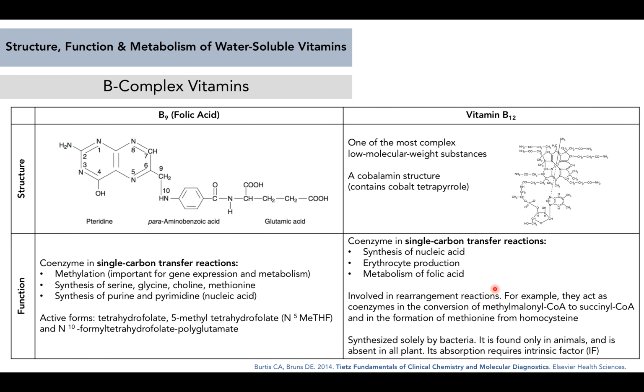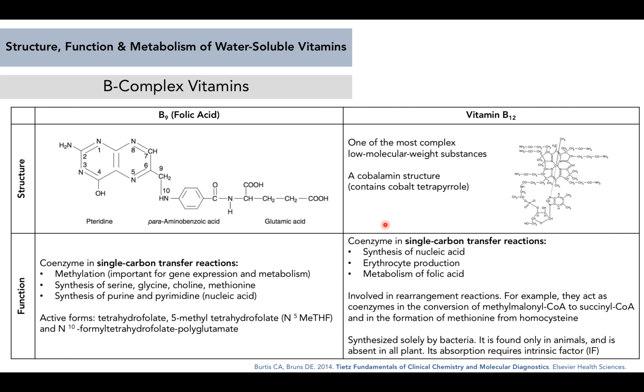flora. The next B vitamin is folic acid or B9, and also B12. Both these structures are very important in a reaction called single carbon transfer reaction. So both B9 and B12 are very important for that kind of reaction. Now, B9 itself is involved in single carbon transfer for methylation, for amino acid synthesis. So these are different amino acids in which folic acid plays an important role in the synthesis of, and also purine and pyrimidine synthesis. As you know, purine and pyrimidine are important components of nucleic acids, DNA and RNA.